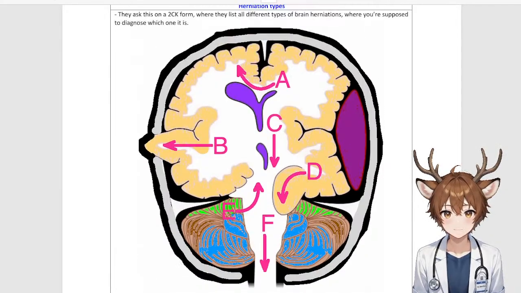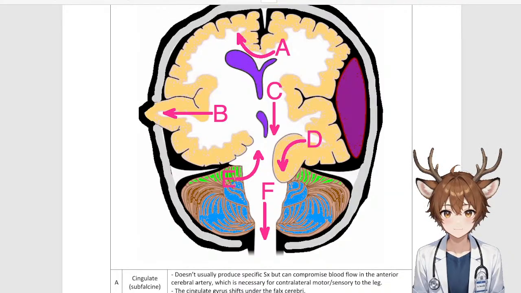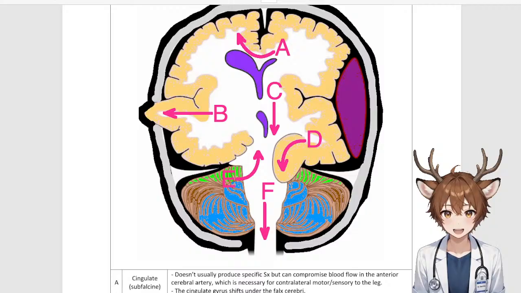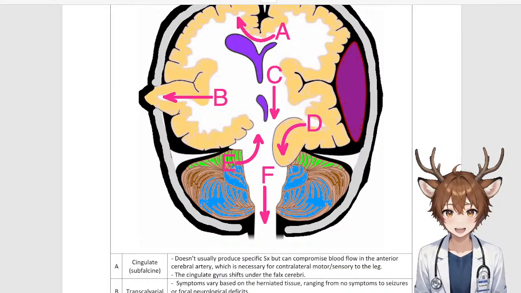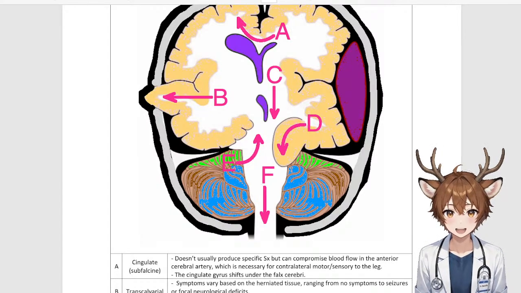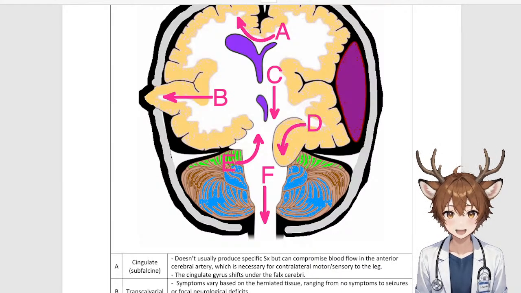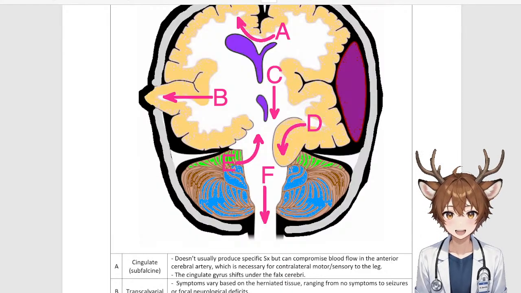What about B? B right here, that's going to be called transcalvarial. With transcalvarial herniation, symptoms vary based on the herniated tissue, ranging from no symptoms to seizures or focal neurological deficits. Brain tissue extrudes through a skull defect. What about C? C would be a central transtentorial herniation, with decreased level of consciousness and bilateral motor abnormalities. The diencephalic structures move downward through the tentorial notch.